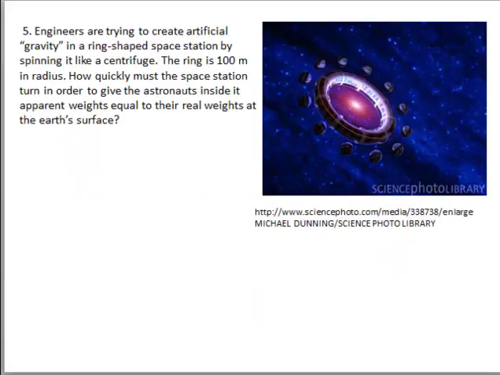Now, this relates to one of the problems in Chapter 3. This is problem 5. It says, engineers are trying to create artificial gravity in a ring-shaped space station by spinning it. So here's a sample. Hopefully you can see it here. It's what someone has dreamed up as a prototype space station that would be able to revolve. Let's say that it had a radius of 100 meters. How quickly would the space station have to turn in order to give the astronauts apparent weights equal to their real weight on the Earth's surface?